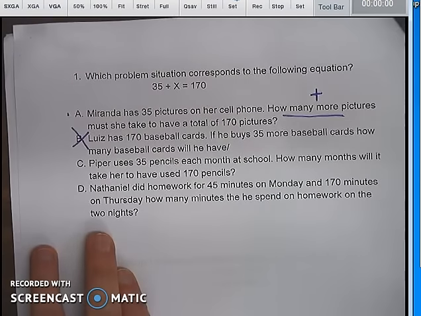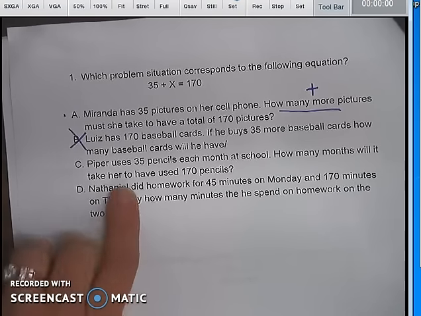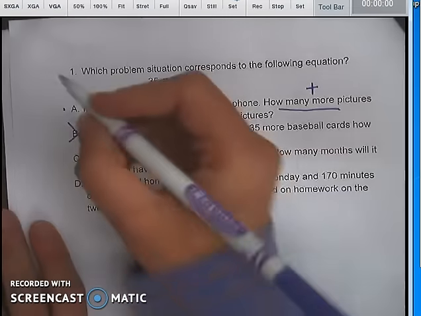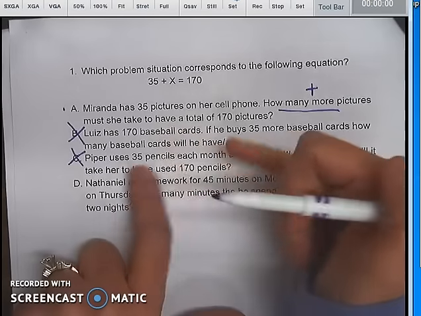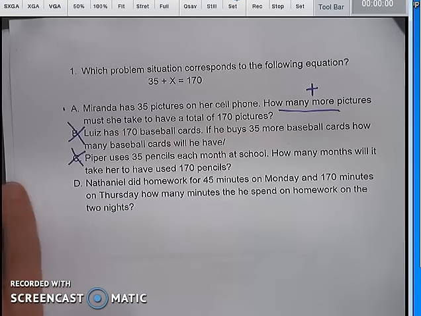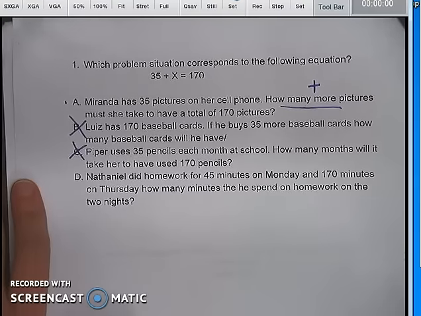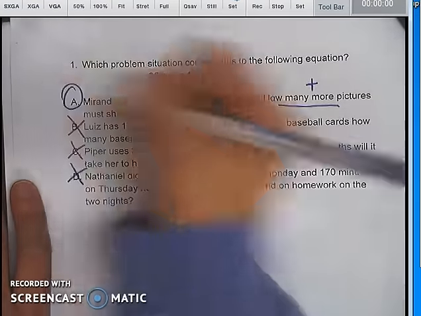Piper uses 35 pencils each month at school. How many months will it take her to have used 170? That would be a multiplication problem. Well, actually, it would be 35 times x, so you would have to divide to find the answer. Nathaniel did homework for 45 minutes on Monday and 170 on Tuesday. No. That doesn't even make any sense, so the answer is A.